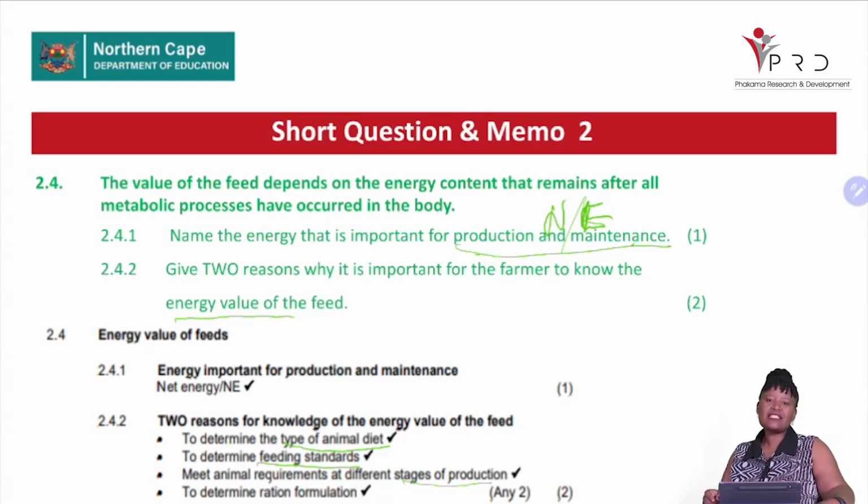So these are the reasons why it is important to know about these energy values: to know the type of animal diet. You must understand the feeding standards. You must understand different stages of production of an animal to make sure that you meet the relevant requirements. And you also understand the ration formulation. When you formulate rations, you must know what you need to mix and what not to mix.